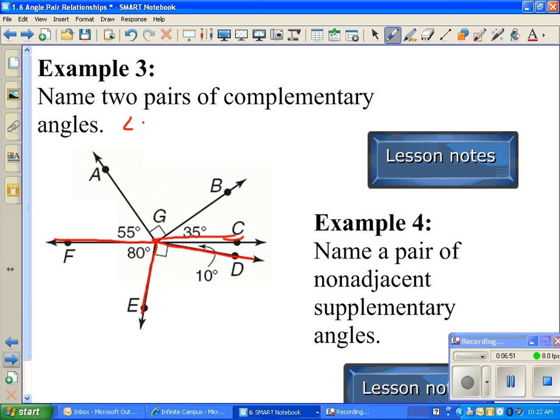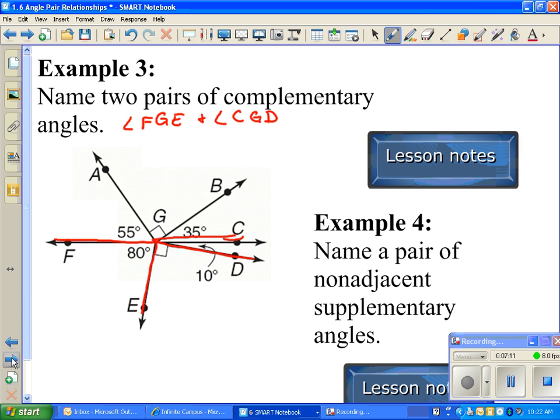So angle GE, the vertex has to go in the center. GE and angle CGD. Okay, that's one. Can I find another one?